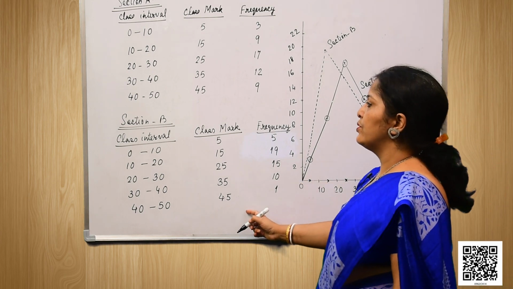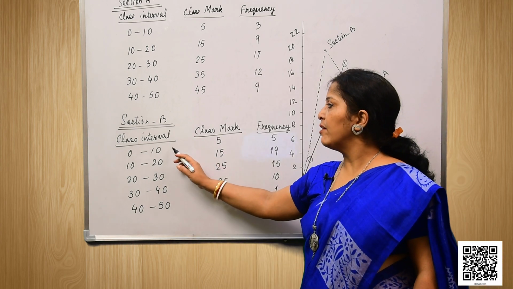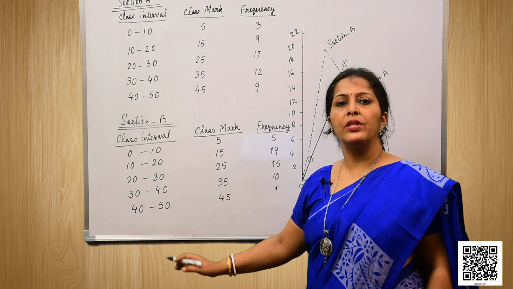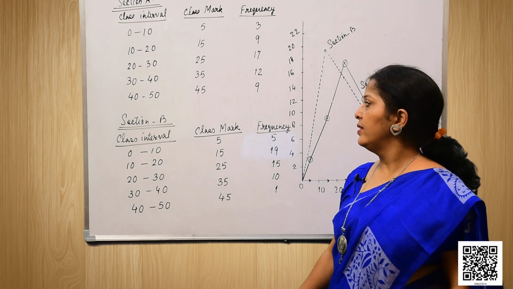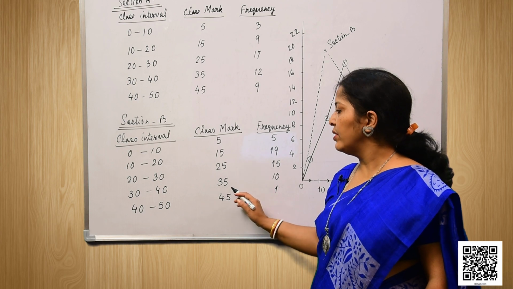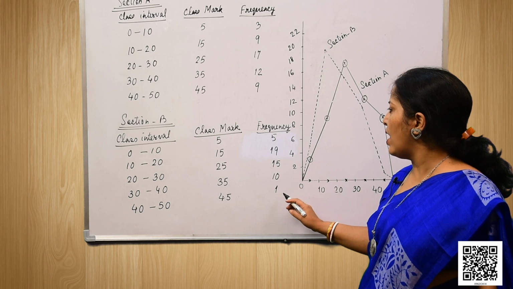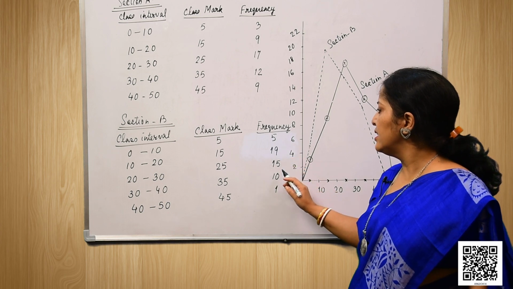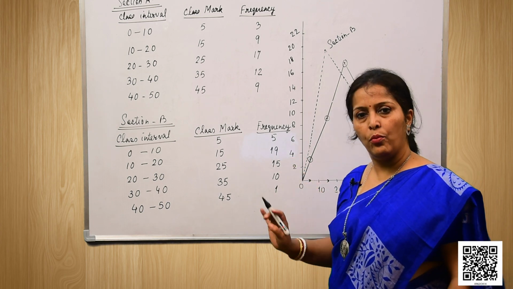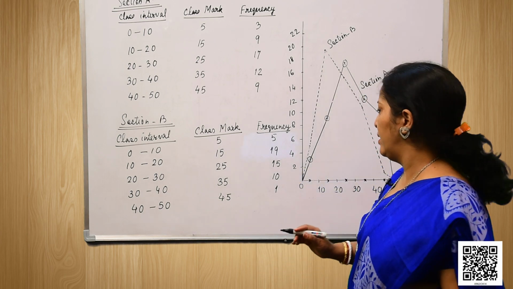Now let us come to the table for section B. Now for section B we have the same class interval. So in the similar manner we find the class mark as 5, 15, 25, 35 and 45. And the frequencies are given to us as 5, 19, 15, 10 and 1. Now let us draw the frequency polygon for section B.